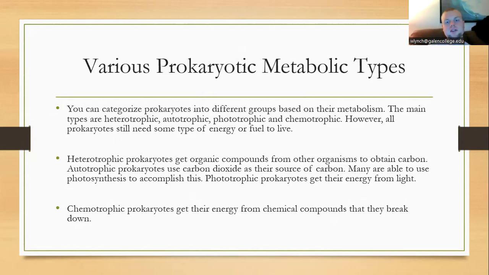Autotrophic prokaryotes use the carbon dioxide from the environment as their source. Many are able to use photosynthesis as well. Phototrophic prokaryotes, as the name would suggest, use photo or light energy, so they are able to use energy from light. Chemotrophic prokaryotes get their energy from chemical compounds that they break down.